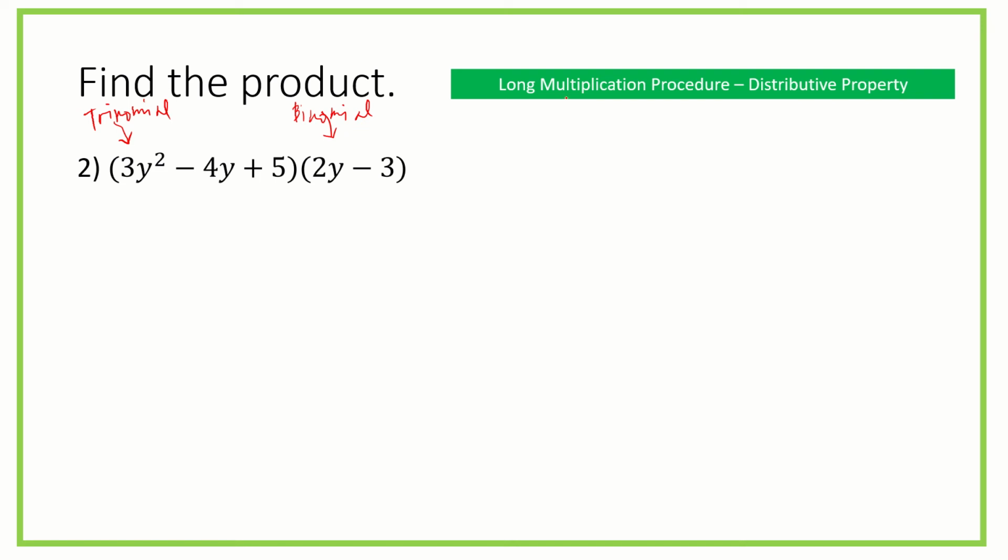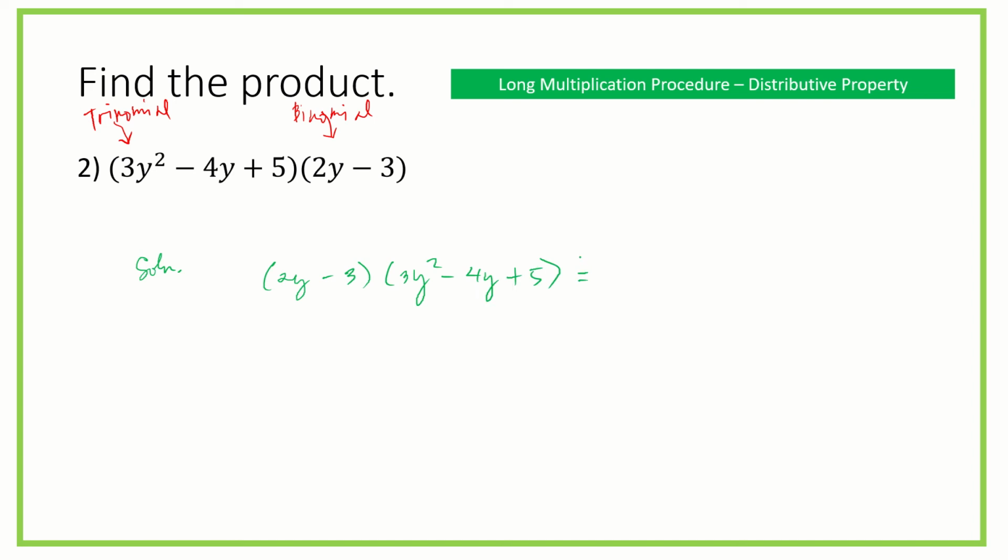So still we will be using the long multiplication procedure through distributive property. But as I said in my previous lesson, it would be better if we multiply the polynomial with the least number of terms to the other one. And the binomial has fewer terms. So as our solution, you can say the quantity 2y minus 3 times the quantity 3y squared minus 4y plus 5.